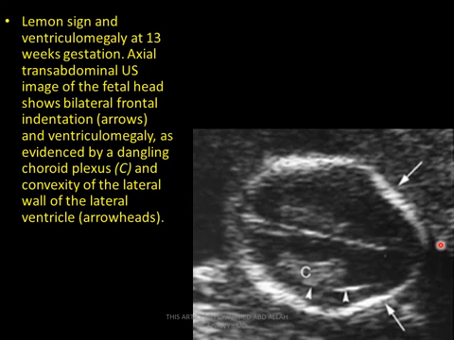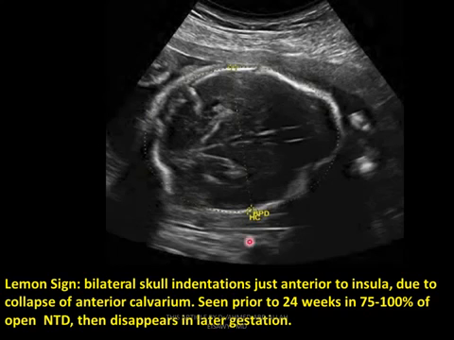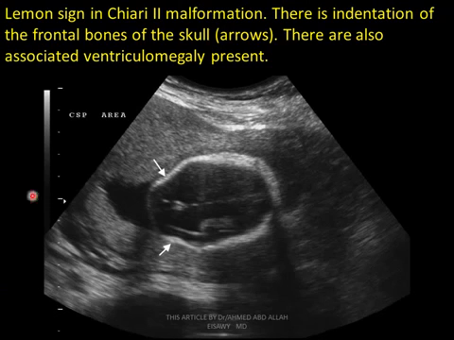What does it mean? Transabdominal ultrasound shows the fetal head with bilateral frontal indentations, as I see by this arrow, and ventriculomegaly, as evidenced by dangling of the choroid plexus and the convexity of the lateral wall of the ventricles, as we see. This is ventriculomegaly and the lemon sign: bilateral skull indentation just anterior to the insula due to collapse of the anterior calvarium, seen prior to 24 weeks. This image is seen in open neural tube defect and disappears in later gestation.